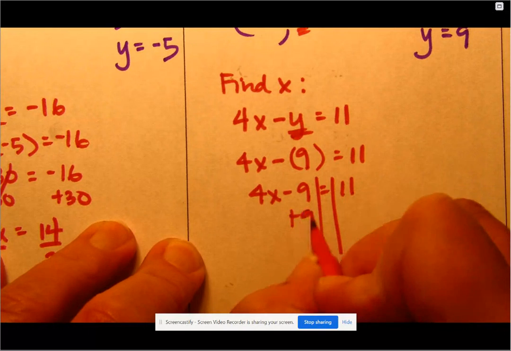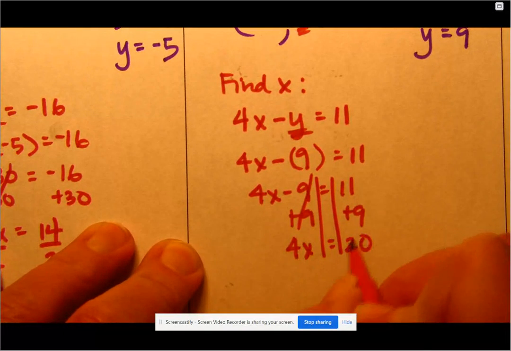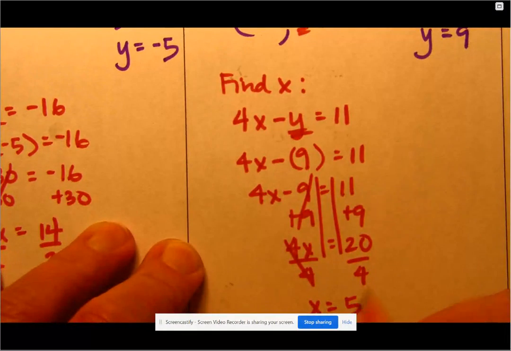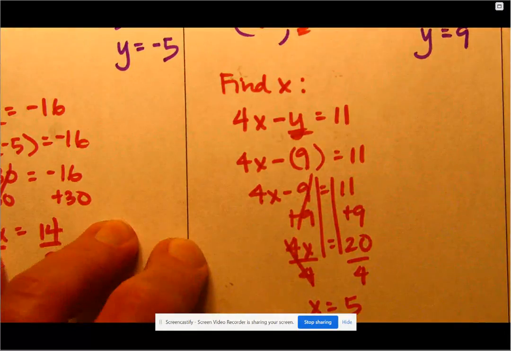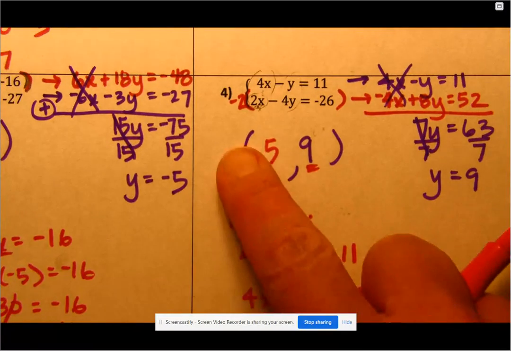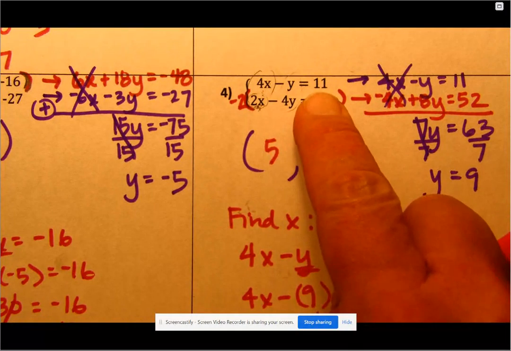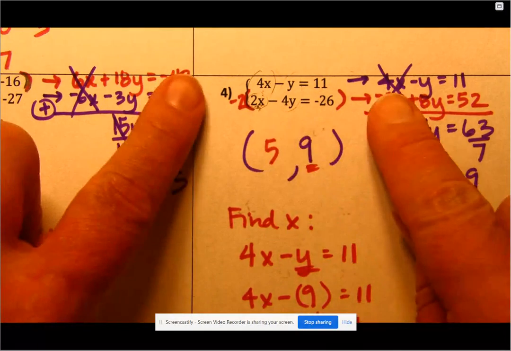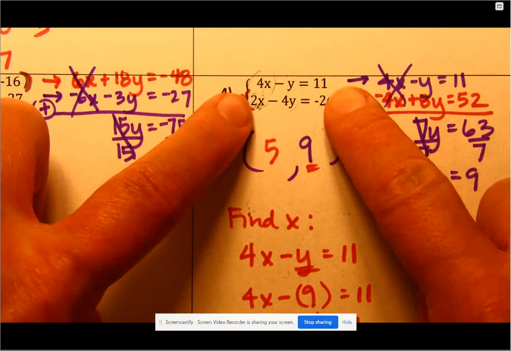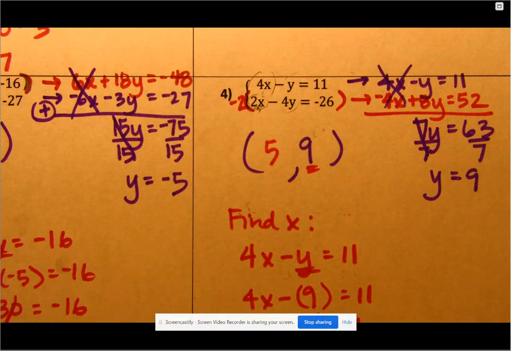Add 9. 4x equals 20. x equals 5. And again, to check algebraically, you could plug the 5 and the 9 into the top equation, make sure it equals 11, into the bottom equation before you multiplied to make sure it equals negative 26. Or you could type both into Desmos, graph it, and it should intersect at 5, 9. All right, guys, good luck.